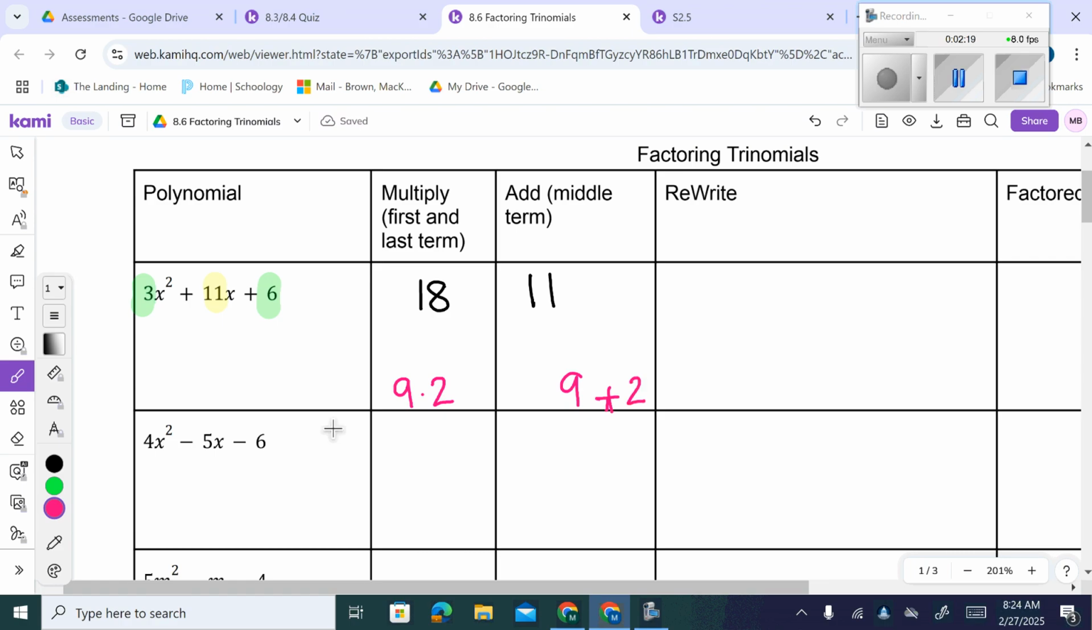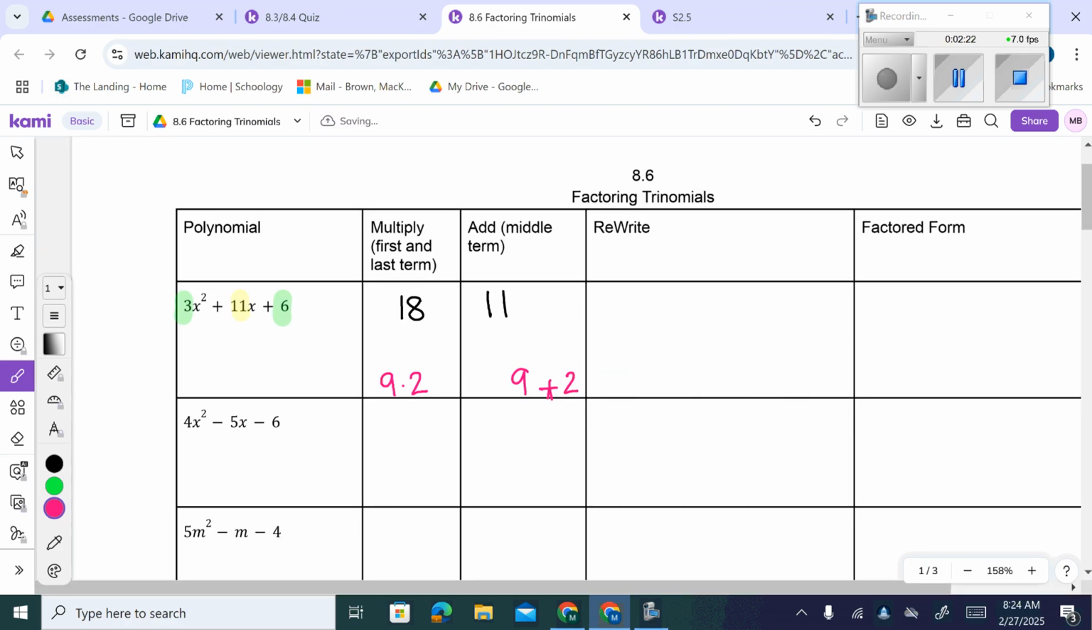Alright, so now we're going to rewrite it, and we're going to replace that 11x in the middle. Your 3x squared is not going to change. Instead of writing 11x, I'm going to say plus 9x plus 2x. Because what's 9 plus 2? 11. So did we actually ever change the value of this? No. And then plus, what's our last term? 6. How many terms is that? 4. What do you do with four terms? You group it. That's exactly what we're going to do.